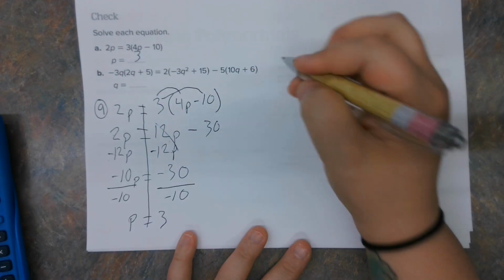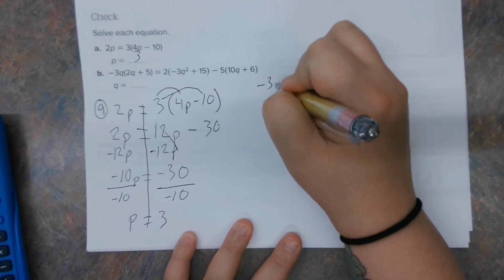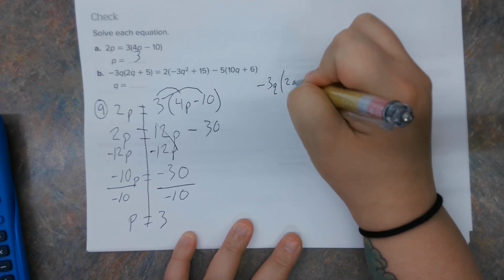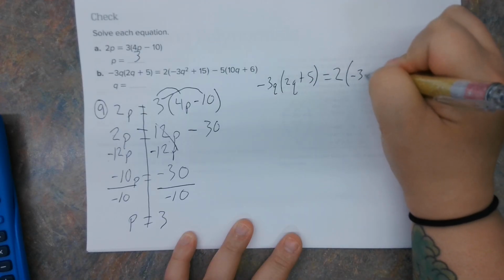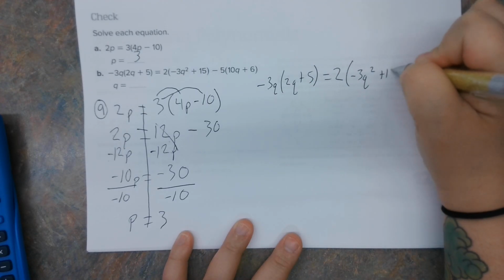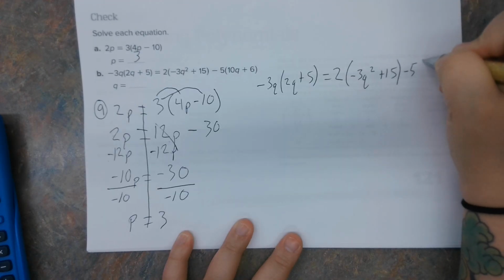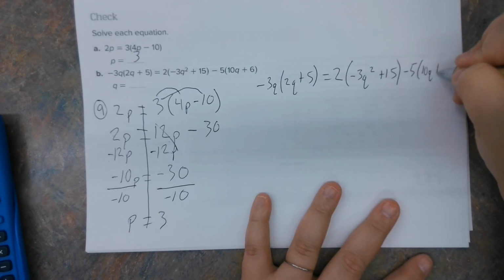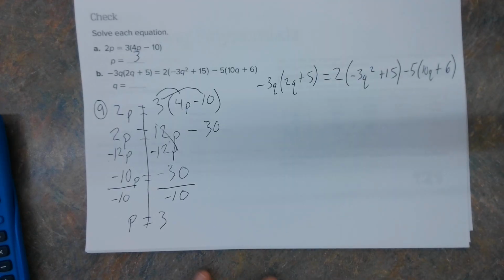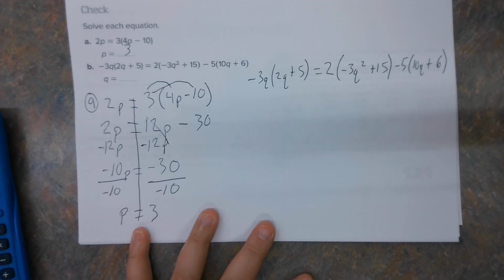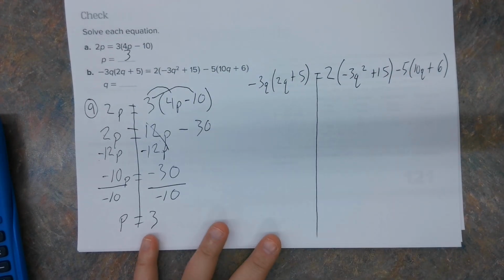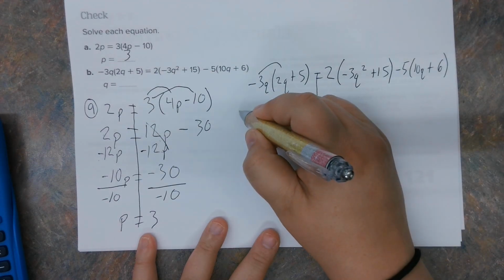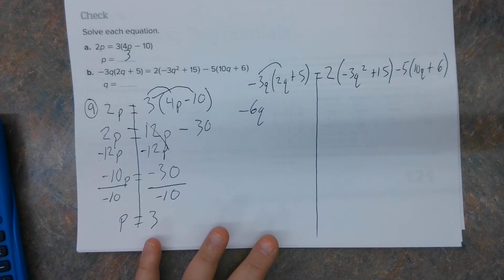B. It's a little bit longer. Let's copy down the problem first. Negative 3q times 2q plus 5 equals 2 times negative 3q squared plus 15 minus, I hope I don't run out of room, 10q plus 6. I did not. There we go. Okay, this one's going to be a little bit longer. Here's my line for my equal sign. I hope I don't run out of room. Let's go. Negative 3q times 2q is going to be negative 6q.